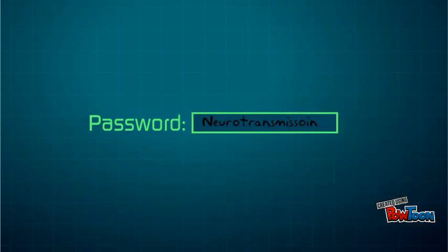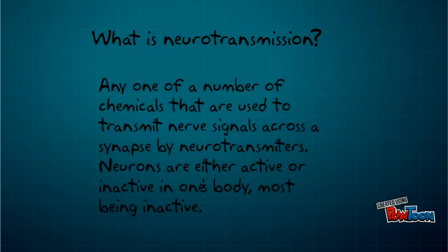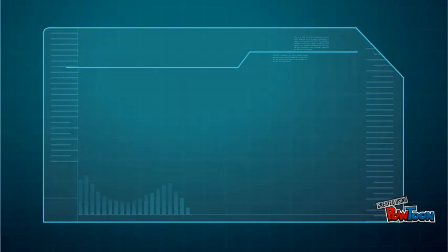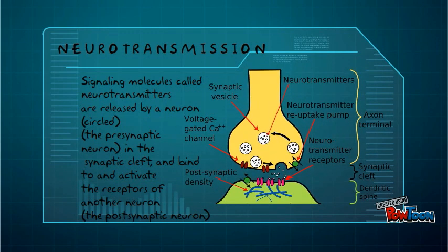Neurotransmission. What is neurotransmission? Any one of a number of chemicals that are used to transmit nerve signals across the synapse. Neurons are either active or inactive in one's body, most being inactive. Signaling molecules called neurotransmitters are released by a neuron in the synaptic cleft and bind to and activate the receptors of another neuron.